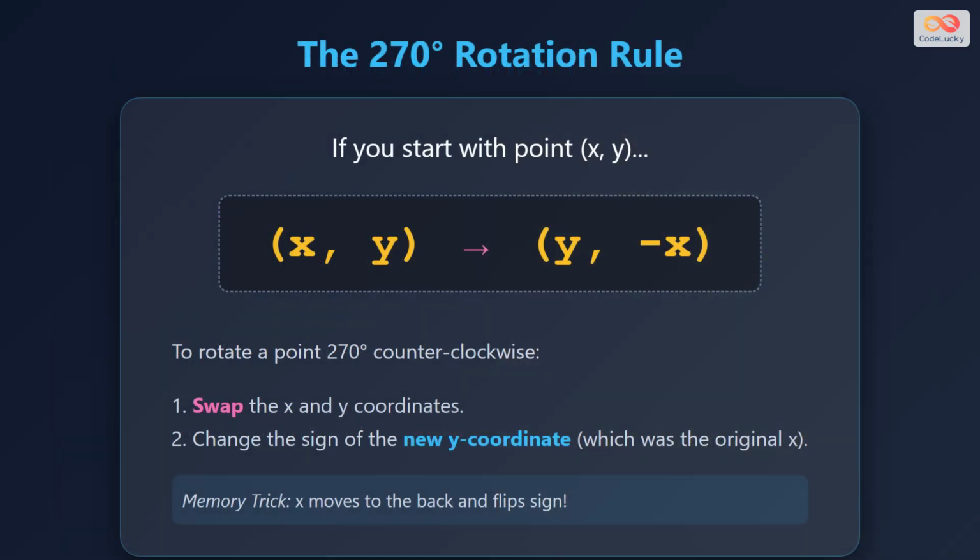Here is the golden rule you need to remember. When you rotate a point (x, y) by 270 degrees, the coordinates swap positions, and the new y coordinate changes its sign. So (x, y) becomes (y, -x).